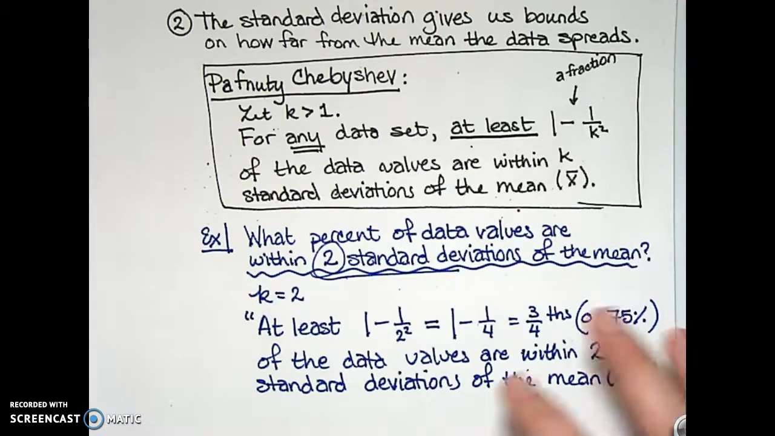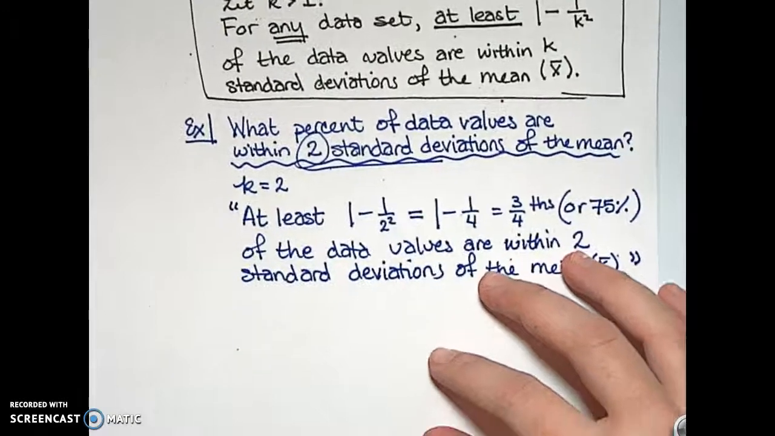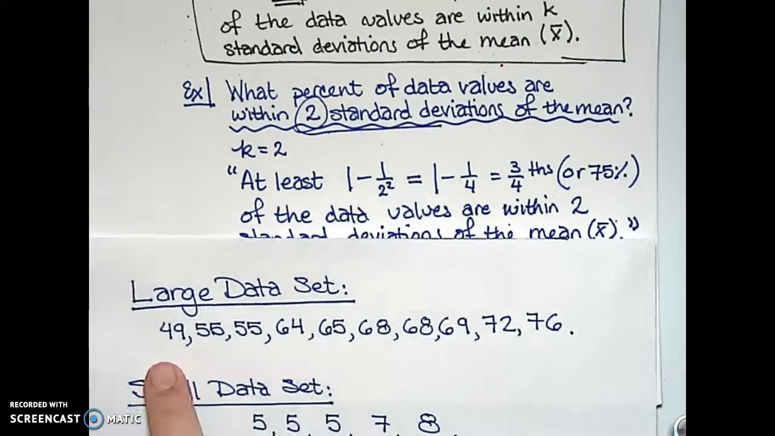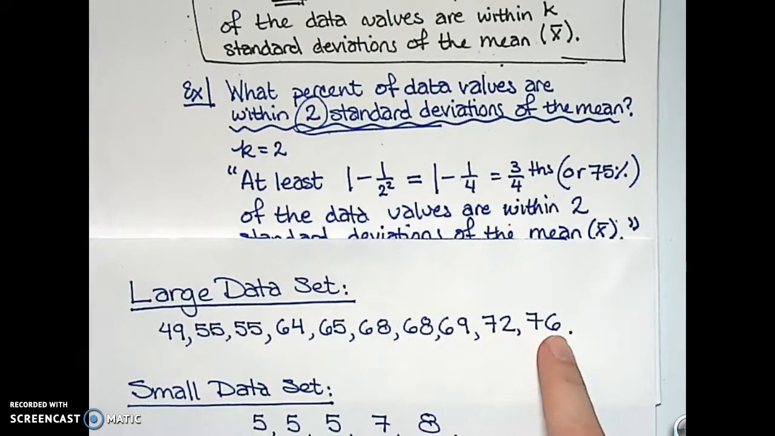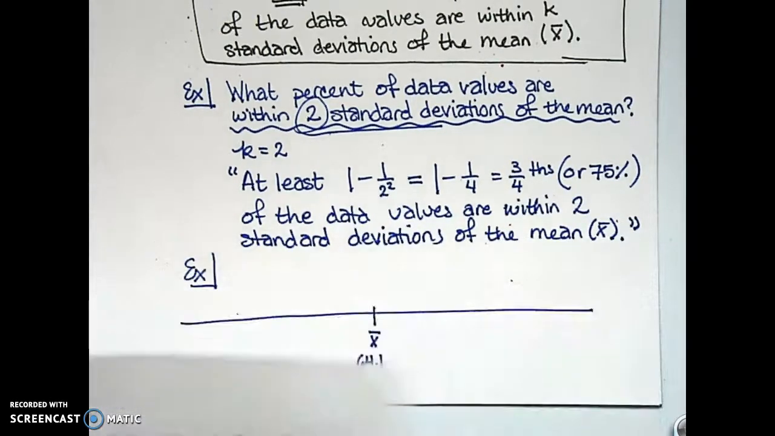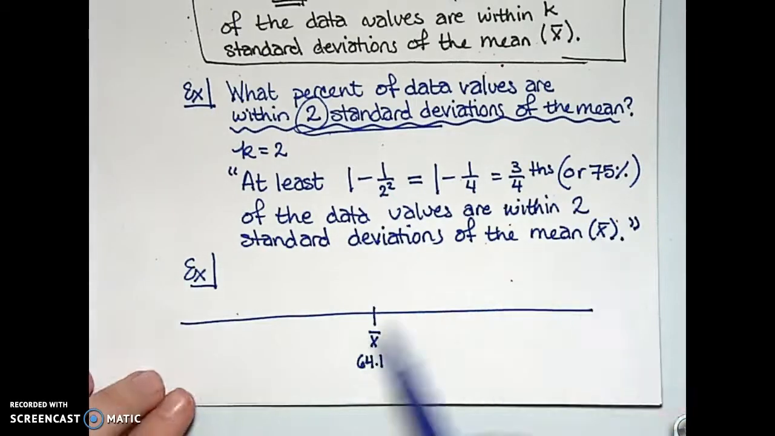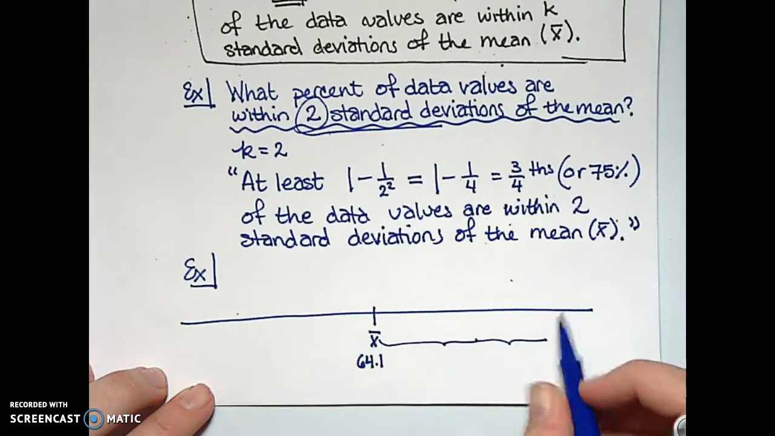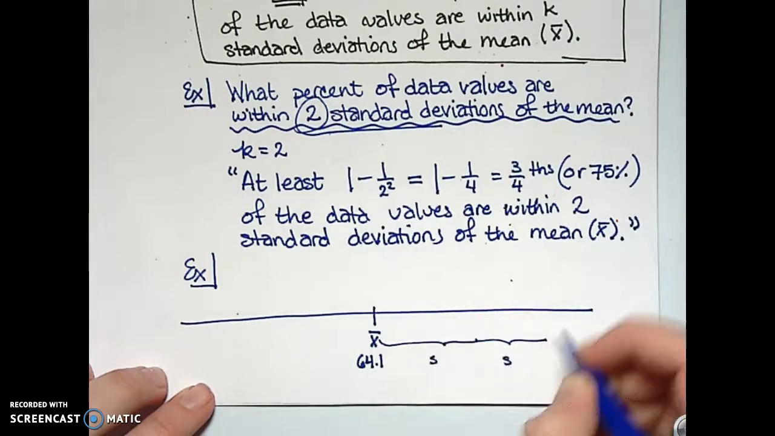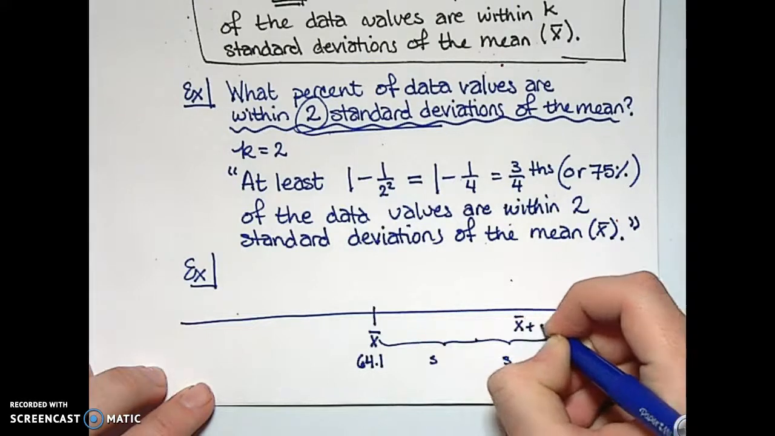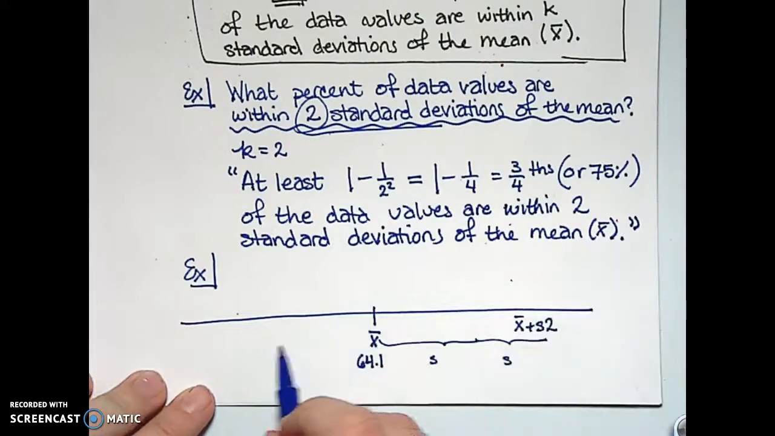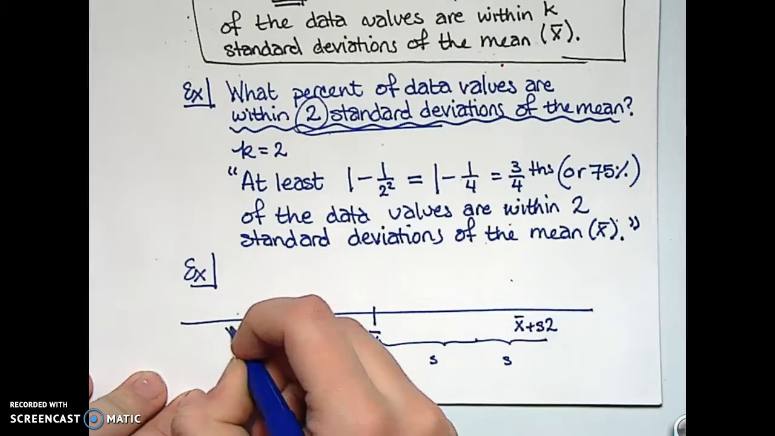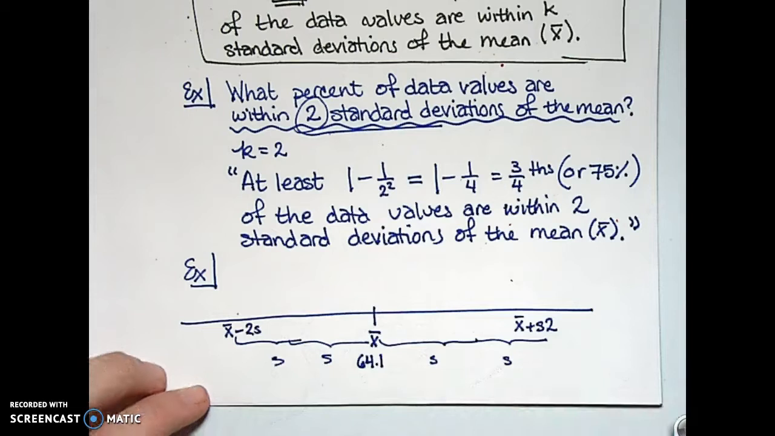Don't believe the Russian mathematician Chebyshev? Well, let's actually test it out using our large data set. Again, those are the 10 values from 49 up through 76. We'll start by creating a number line in which we list our average. And then from here, I want to count 2 standard deviations to the right. So I want to look at x bar plus 2s, and I want to count 2 standard deviations to the left. So I want to look at the value of x bar minus 2 standard deviations.